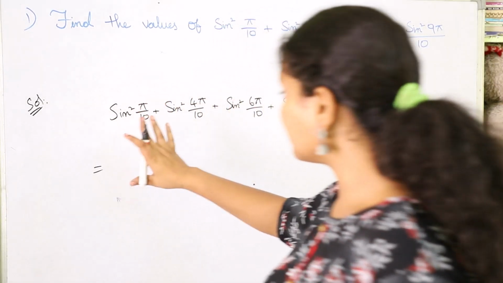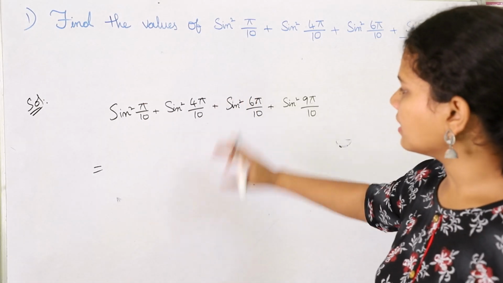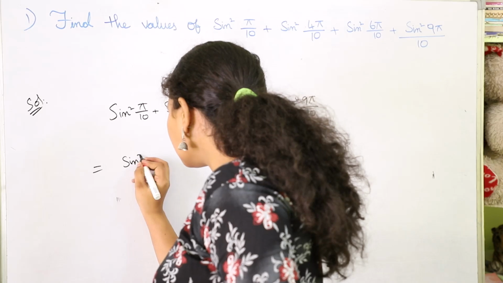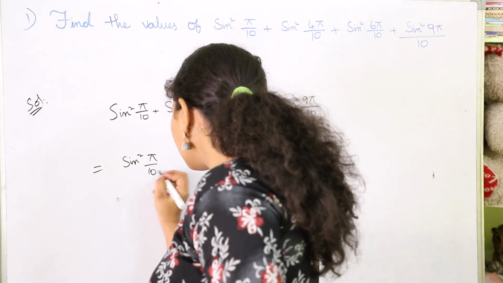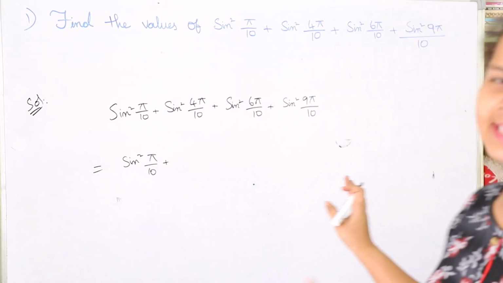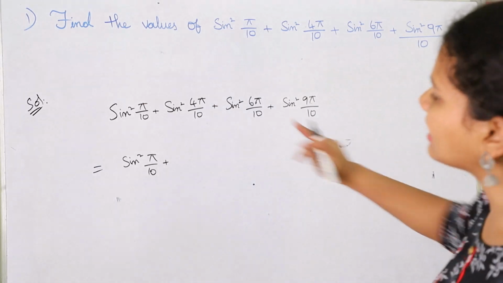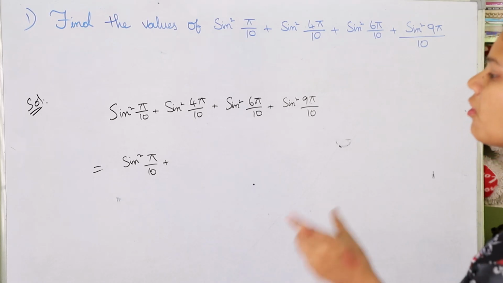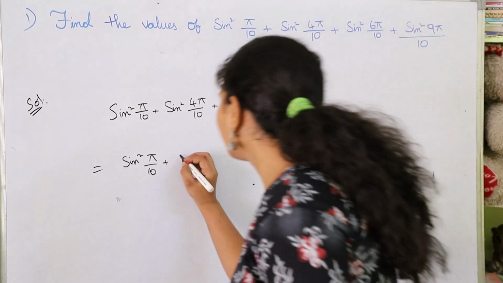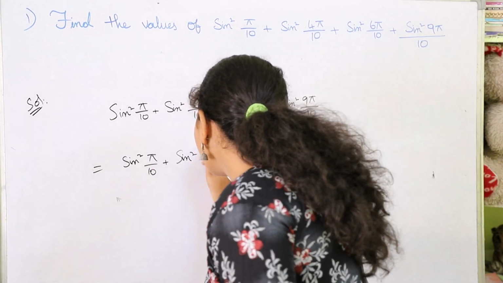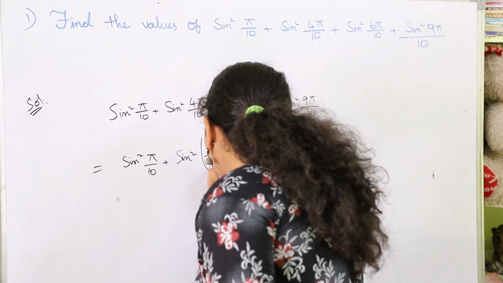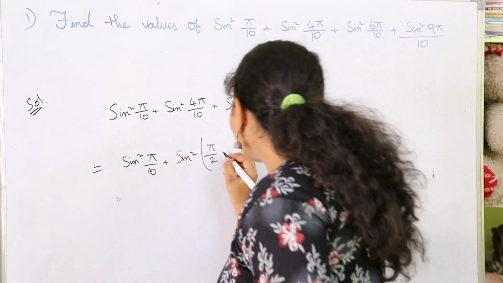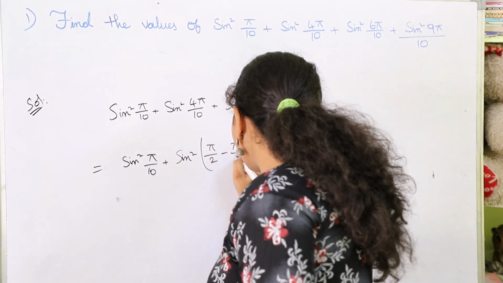Let's rewrite this. Sine square pi by 10 stays as it is. Now let's go for the next one, sine square 4 pi by 10. I can write 4 pi by 10 as pi by 2 minus pi by 10.